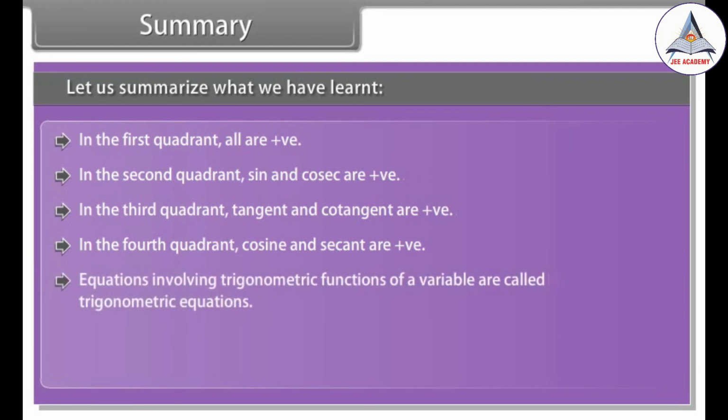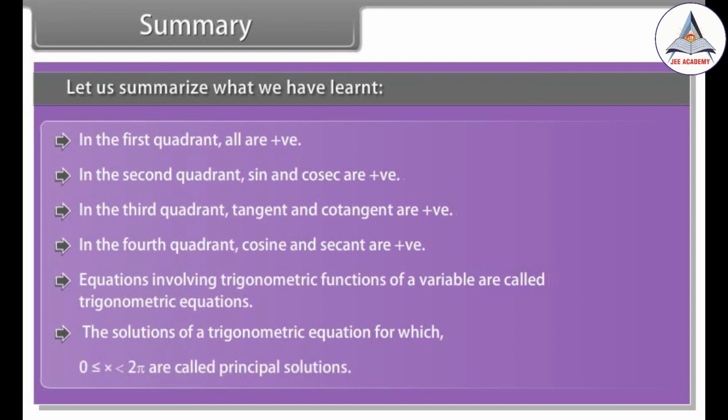Equations involving trigonometric functions of a variable are called trigonometric equations. The solutions of a trigonometric equation for which 0 ≤ x < 2π are called principal solutions.